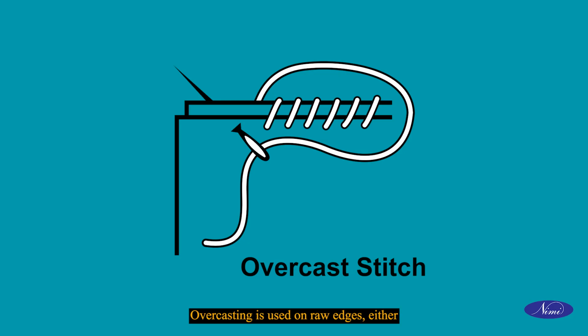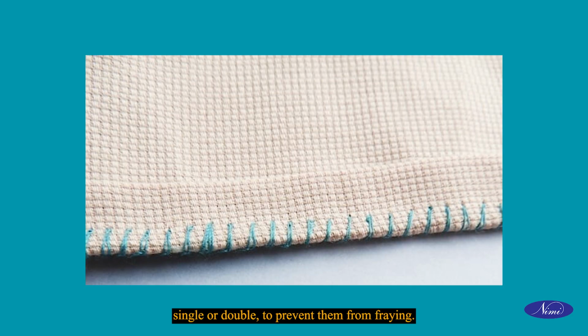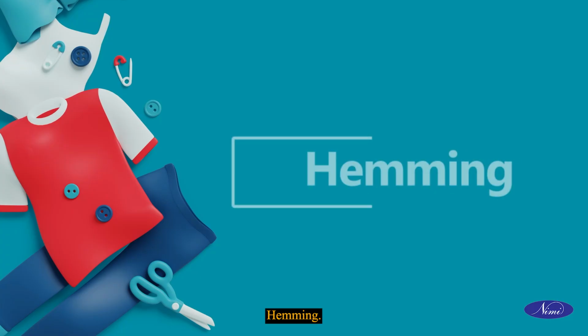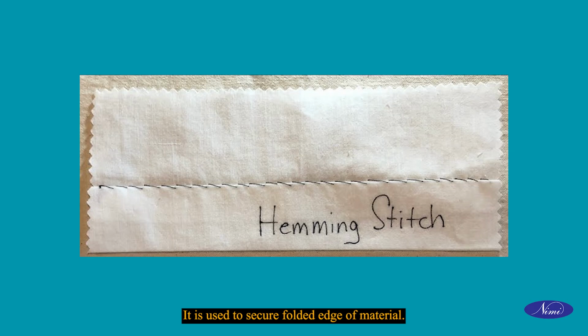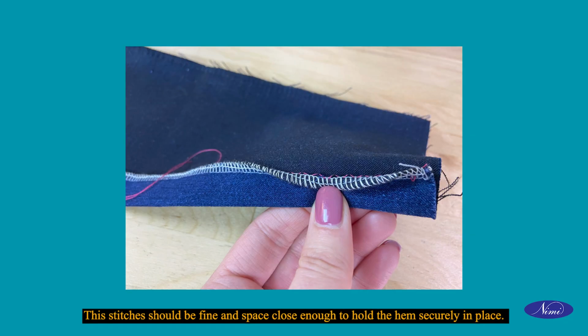Overcasting. Overcasting is used on raw edges, either single or double, to prevent them from fraying. Hemming. It is used to secure the folded edge of material. Hemming appears as small slanting stitches on the wrong side. These stitches should be fine and spaced close enough to hold the hem securely in place.